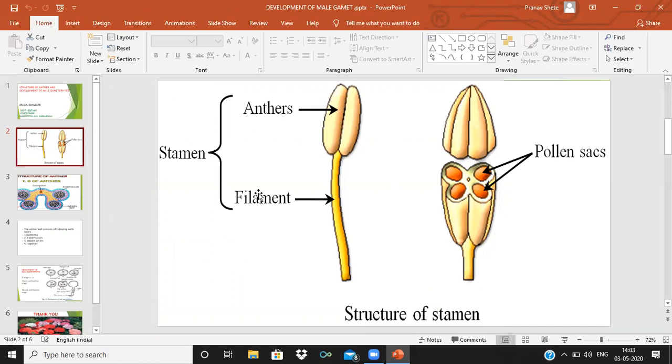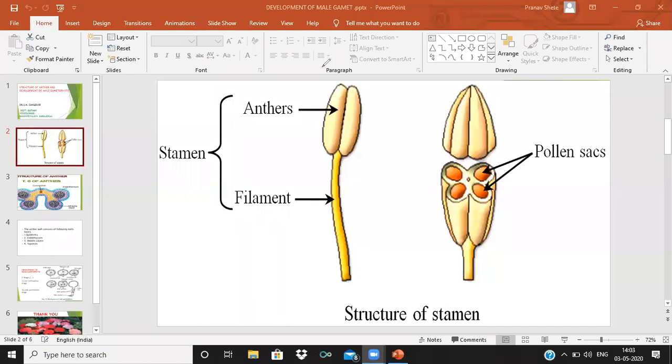See the diagram of the structure of anther. The stamen consists of three main parts. First is the anther, second is the connective, and third is the filament.